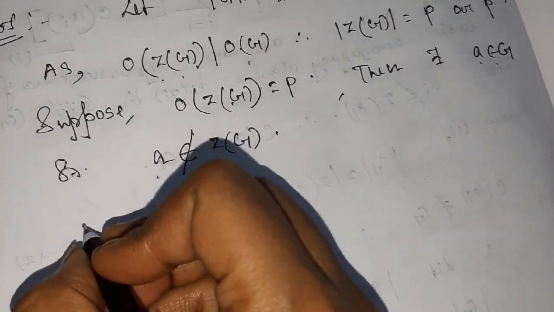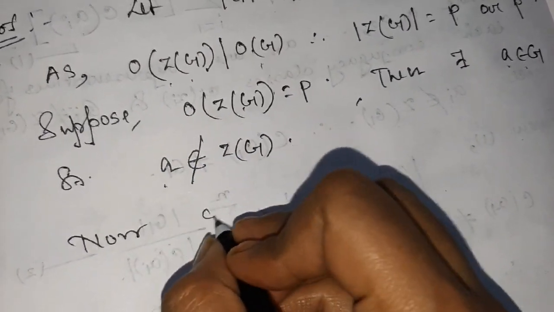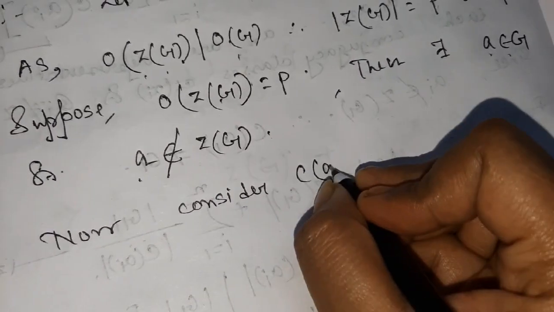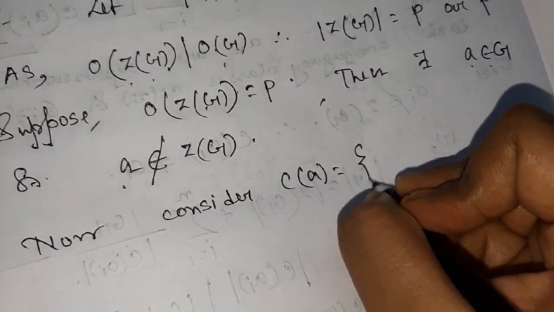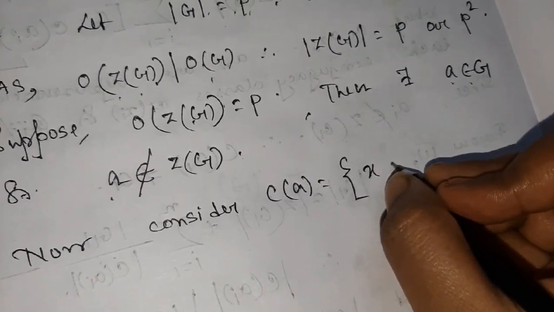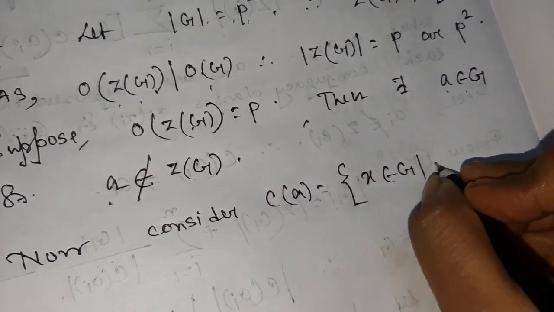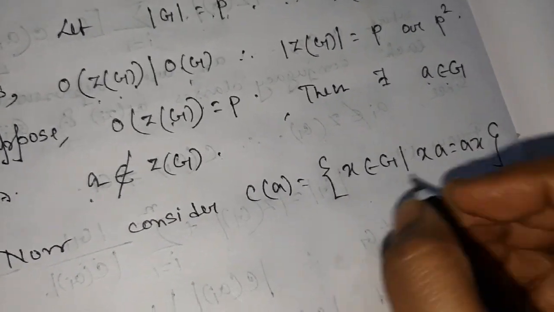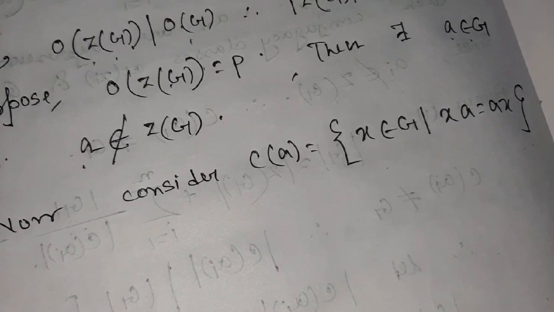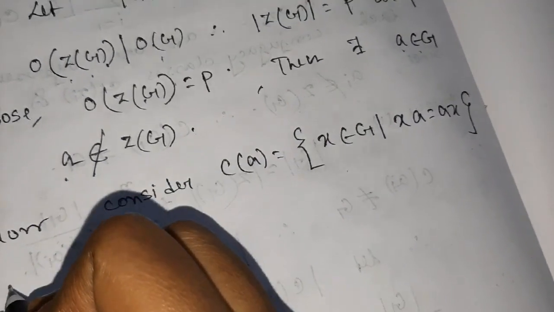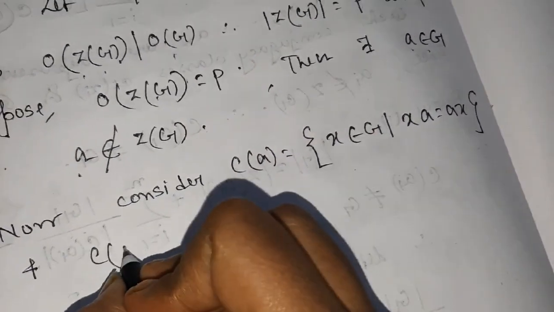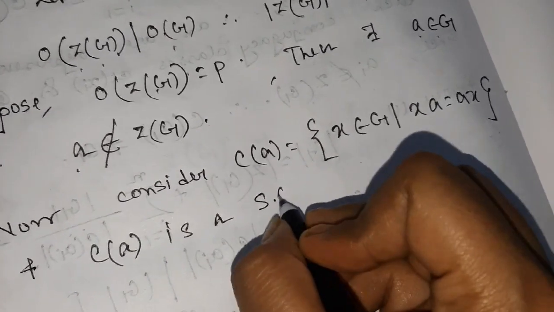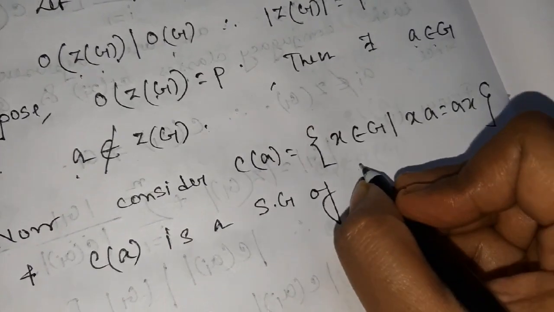Okay, now consider the centralizer of A. What is my centralizer of A? My centralizer of A is the collection of all those x belonging to G such that XA equals AX. That means the collection of all those elements which commute with A. Okay, and we know that the centralizer of A is a subgroup of G.